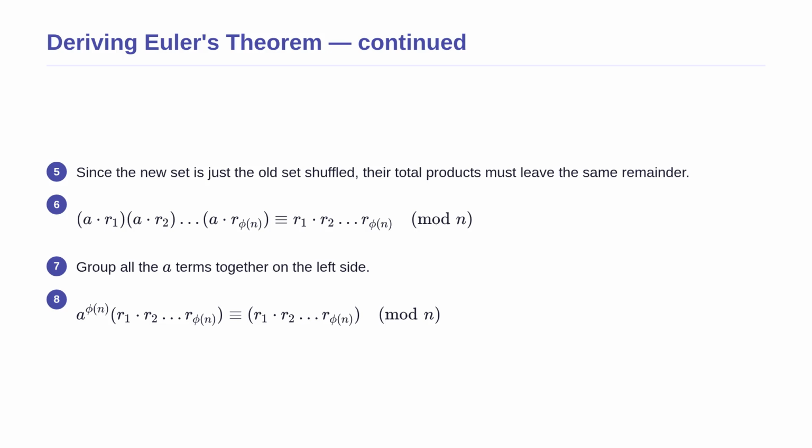Since the diagram showed us that the new set leaves the exact same remainders as the old set, multiplying all the numbers in the new set together must leave the same remainder as multiplying all the numbers in the old set together. On the left side of our equation, we multiply all our new terms. On the right side, we multiply all the original terms. The congruence symbol confirms both massive products leave the identical remainder when divided by n. Because there are exactly phi of n terms in our set, we have multiplied a by itself phi of n times. We can factor this a to the power of phi of n out to the front.